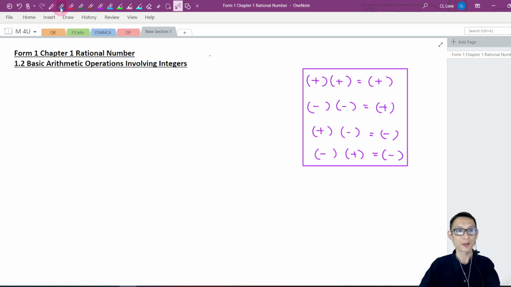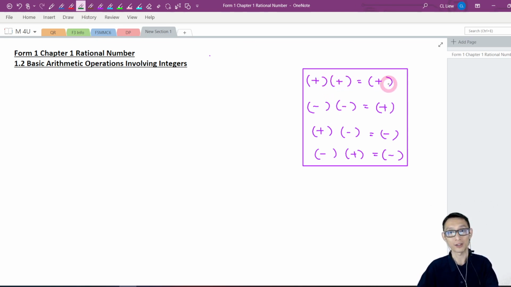Hi, let's learn some basic arithmetic operations involving integers. Once you understand this part, it's actually the same thing that applies for non-integers, which means decimals or fractions. They are using the same rules. I think the majority of students will have no problem with this one.